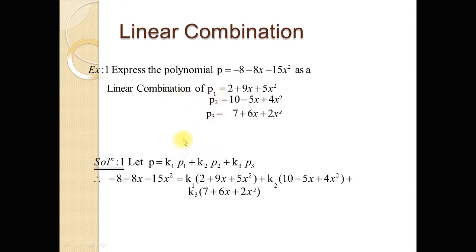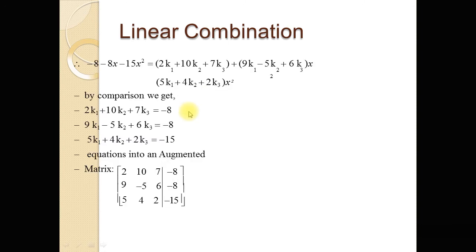We can also prove that by putting the values of k1, k2 and k3 in this equation, and after simplification at the end, we will definitely obtain -8 - 8x - 15x². So this p is a linear combination of p1, p2 and p3. This given polynomial is a linear combination of the other three polynomials p1, p2 and p3.